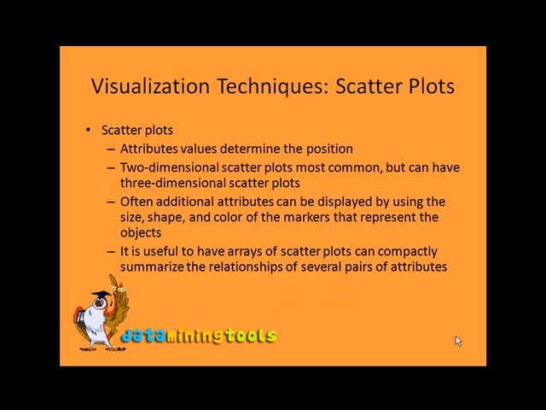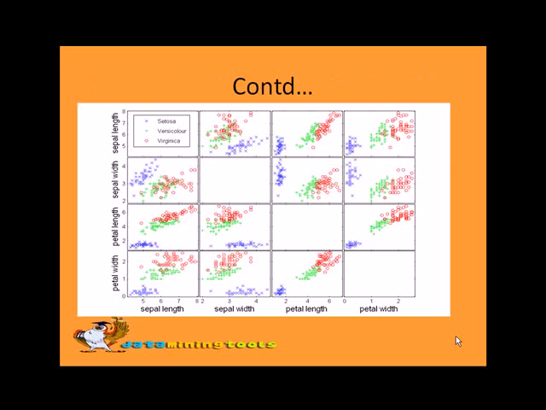Let's understand the scatter plot visualization technique. Here, attribute values determine the position. We can have two-dimensional scatter plots, or we can have three-dimensional scatter plots. Often, additional attributes can be displayed by using the shape, size, and color of the markers that represent the objects. It is useful to have arrays of scatter plots, which can compactly summarize the relationships of several pairs of attributes. Take a closer look at this example.